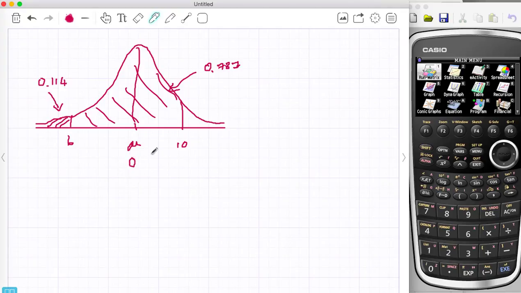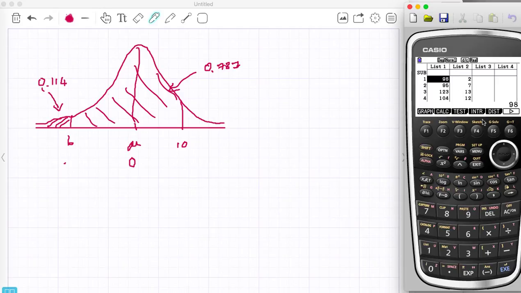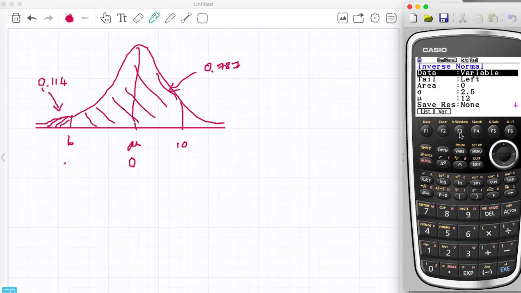Now what I want to do is standardize all these values. When I standardize the mean, I get 0. When I standardize 6, I get a z value, and it comes from this probability. So how am I going to work that out? I'm going to go to stat, distribution, normal. Whenever I've got the area, I use the inverse norm, and my tail is indeed on the left. The area is 0.114, and sigma is 1 because I'm using standardized data, and the mean is 0. So this is the z value.